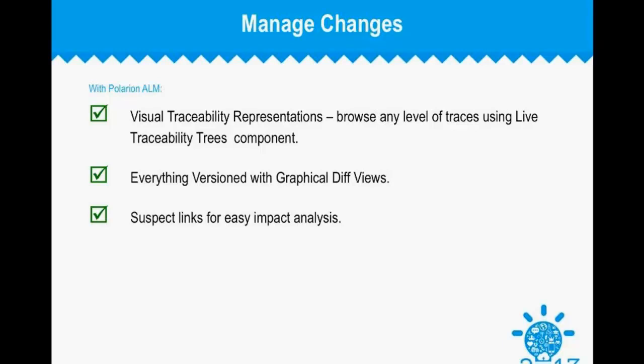You can browse any level of traces using the live traceability tree component. Everything is versioned, so we also provide a way to show the difference between two versions of any artifact in a graphical way. And we provide a pretty nice technology called suspected links to ensure that every single modification is really processed correctly. There is nothing left behind.